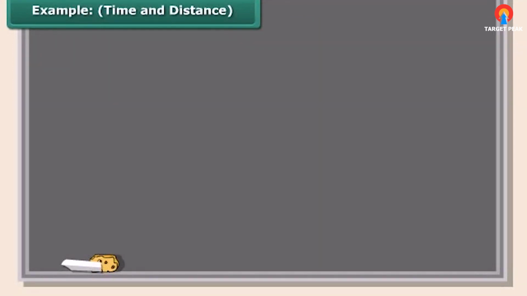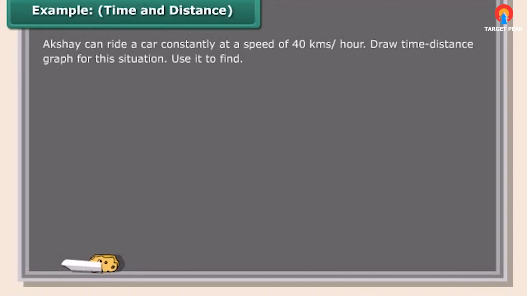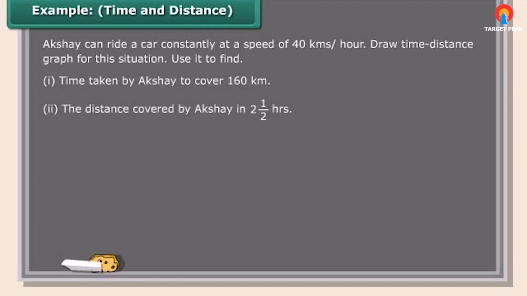Example: time and distance. Akshay can ride a car constantly at a speed of 40 km per hour. Draw a time-distance graph for this situation. Use it to find: 1. The time taken by Akshay to cover 160 km. 2. The distance covered by Akshay in 2.5 hours.